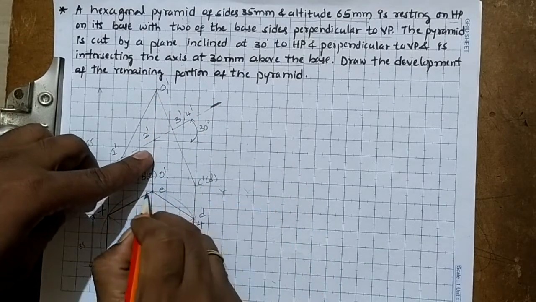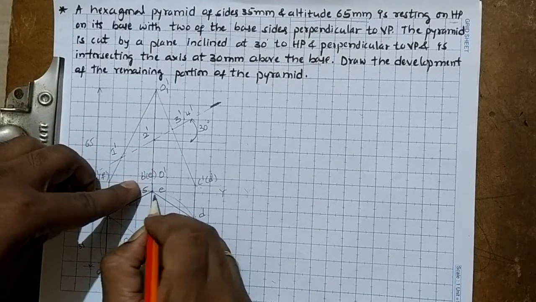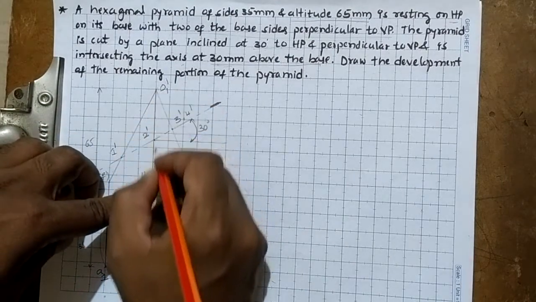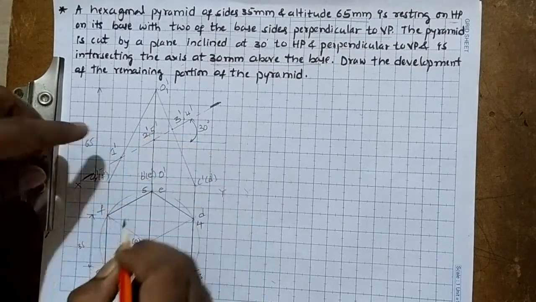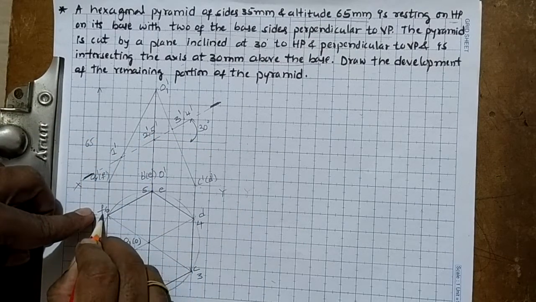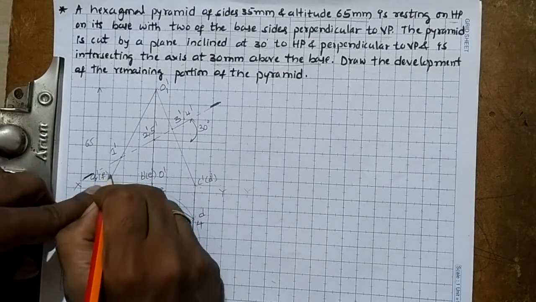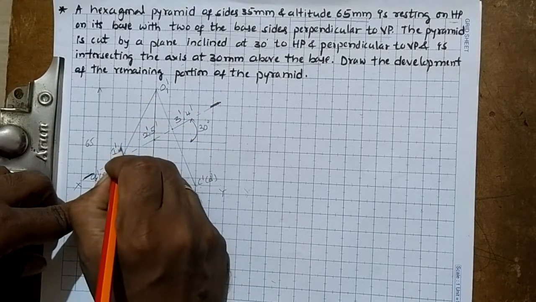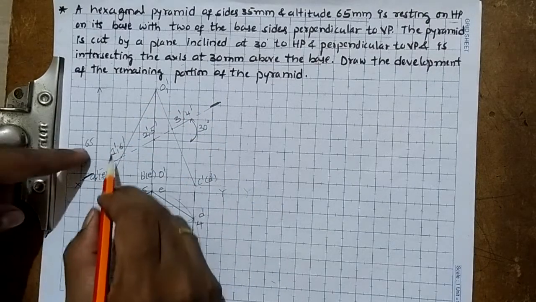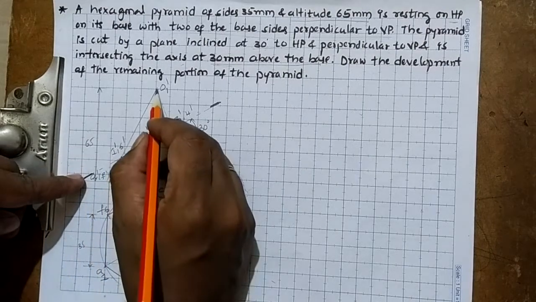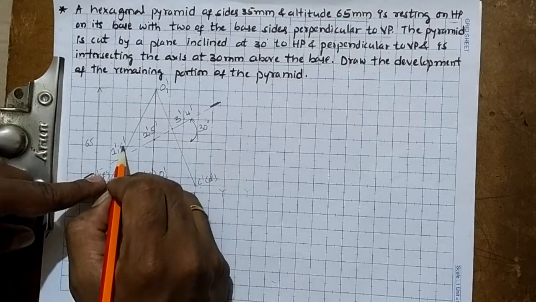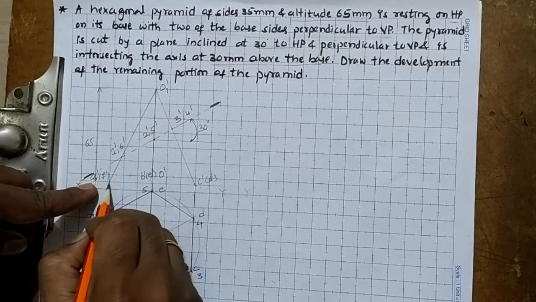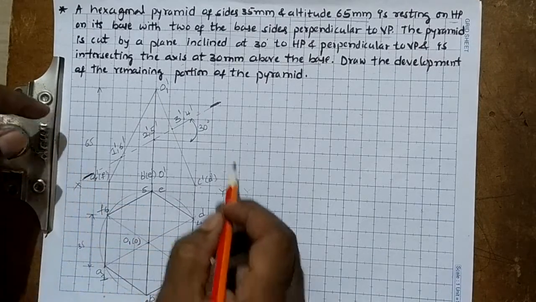Then come to 5 on O1E, that is nothing but this slant edge, 5 dash. Then 6 on O1F. Where is O1F? Here, this is the 6 dash. So 1 section point on O1 dash A dash, 6 section point on O1 dash F dash. Like this we have to mark the section points.